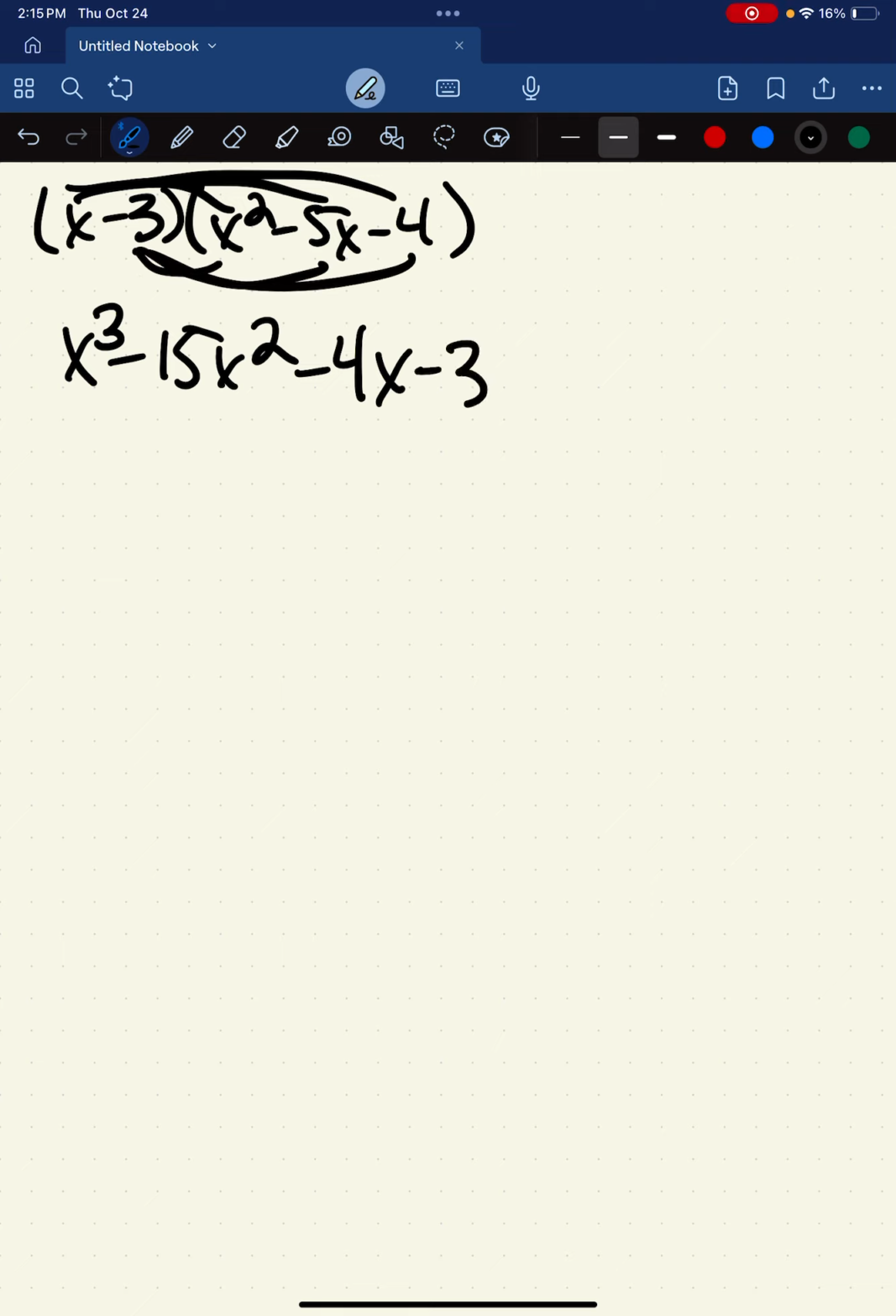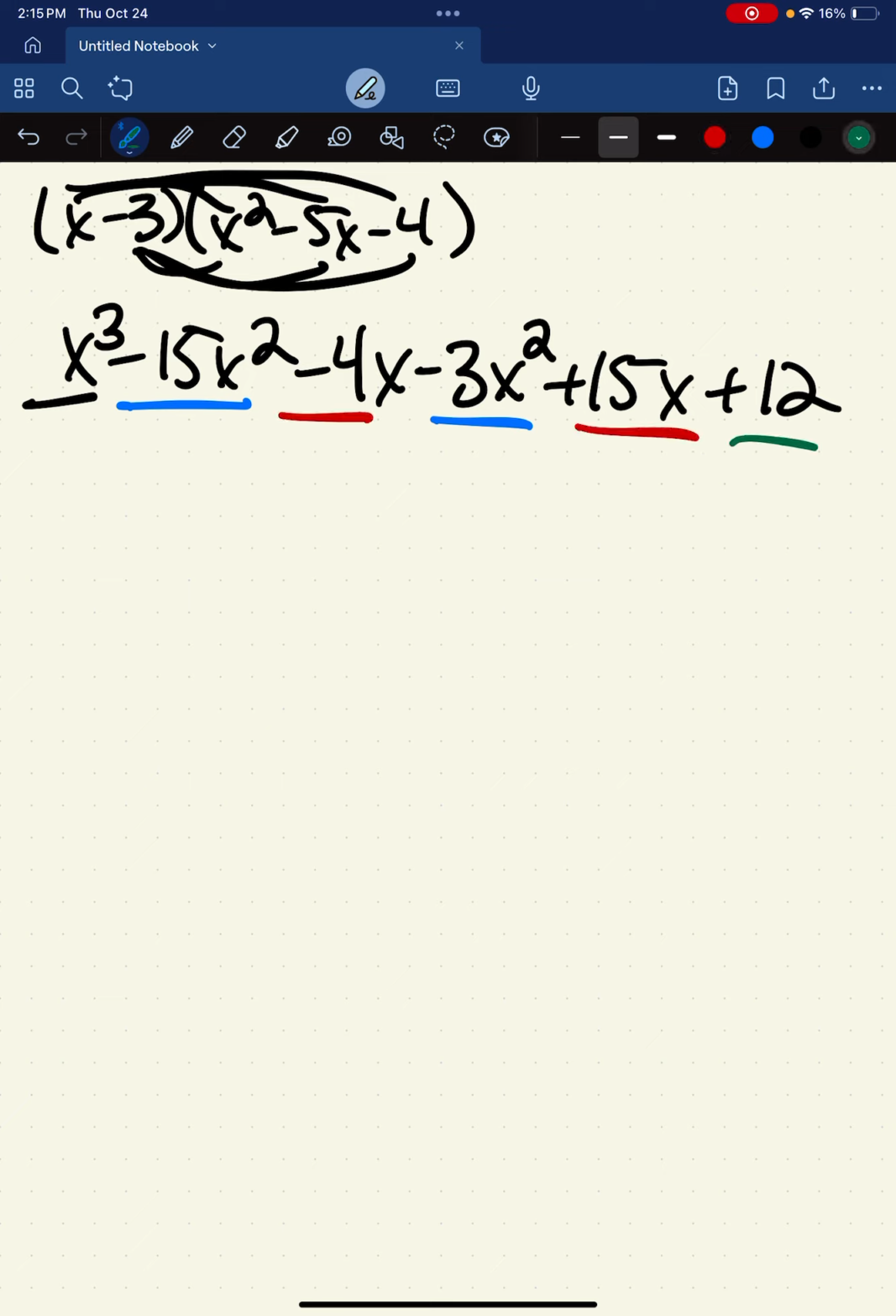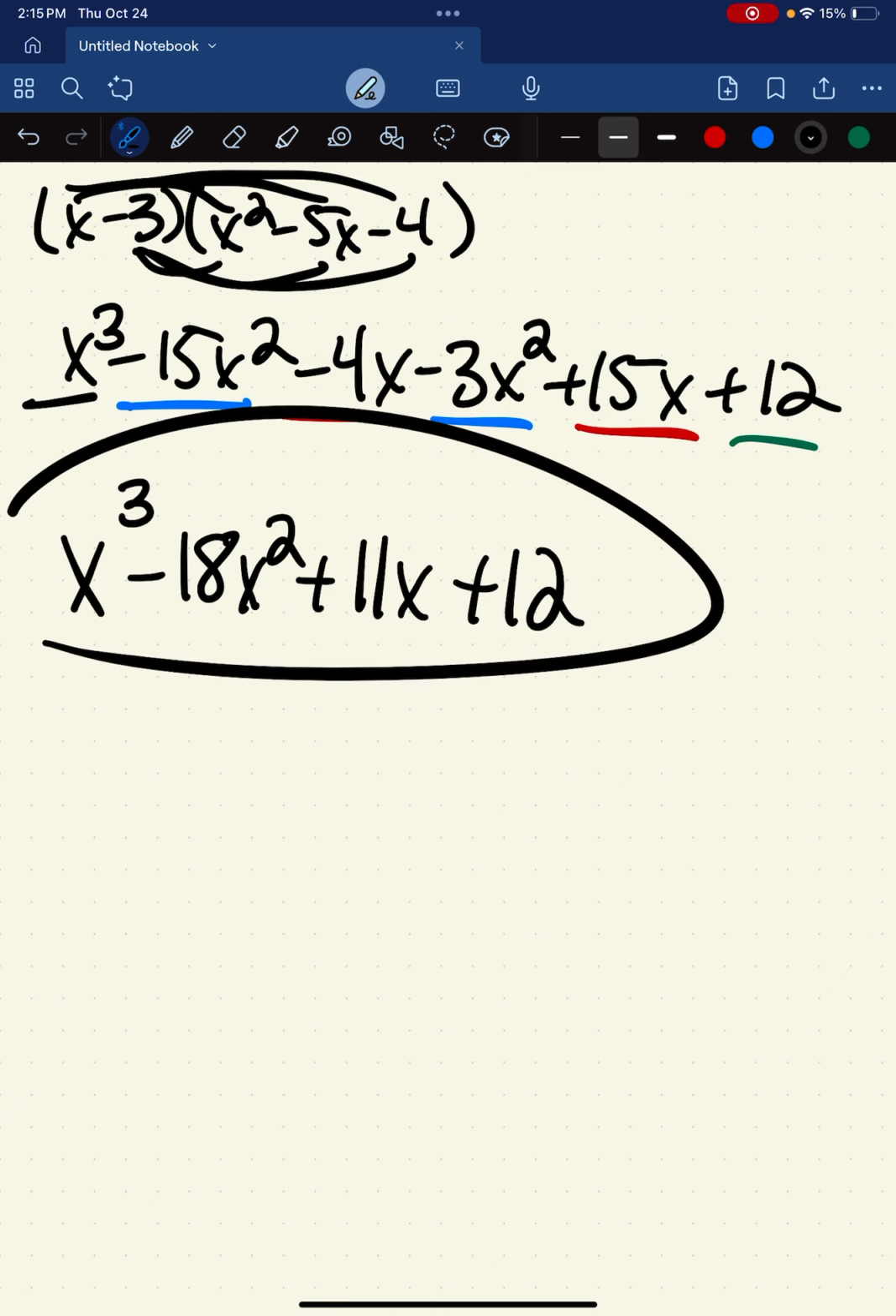Now we're going to do these. Negative 3 times x squared is negative 3x squared. Negative 3 times negative 5x is plus 15x. And then negative 3 times negative 4 is plus 12. Now combining like terms, let's see, we got the x cubed term here. We got the x squared terms here. We got the x terms here, and we got our constant. So we get x cubed minus 18x squared plus 11x plus 12.